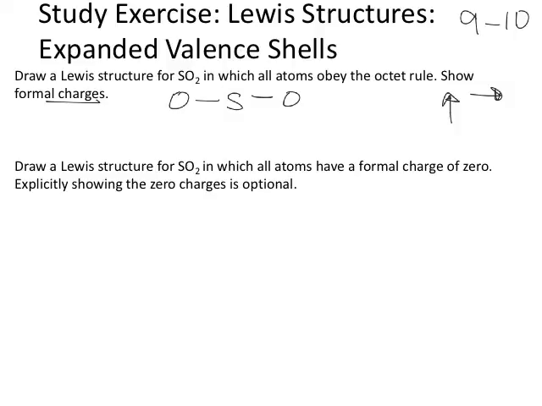This is just writing Lewis structures. Now you want to total up your total valence electrons. So sulfur is in group 6, so it has 6. Oxygen is in group 6, so it has 6.